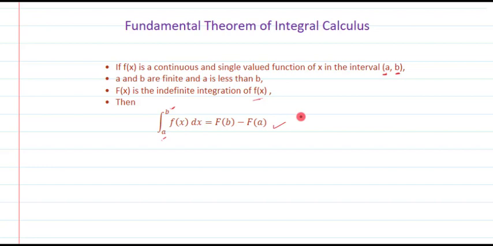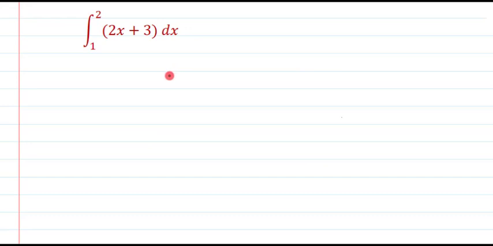Now, after discussing what definite integration is and what the fundamental theorem of integral calculus is, let us see how to use these in problems of definite integration. So let me take the first problem from definite integration. So here is the first problem in front of you. The function is 2x plus 3, which is obviously continuous, and the lower limit is 1, the upper limit is 2.